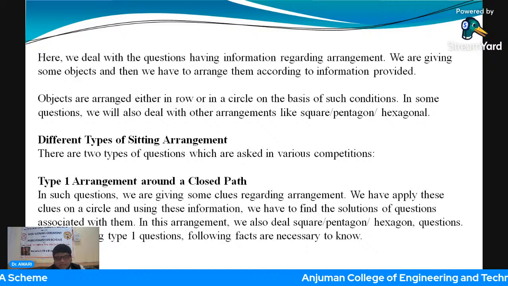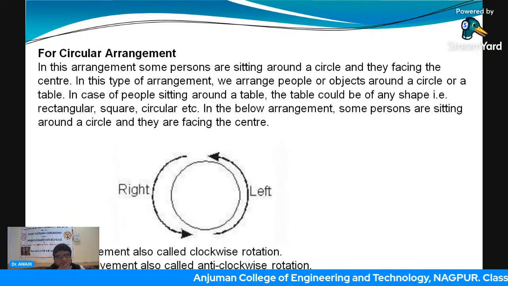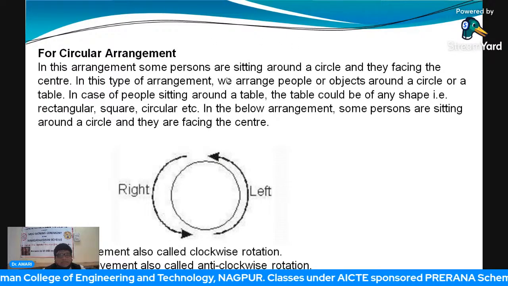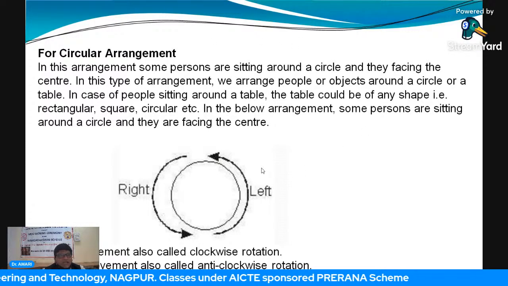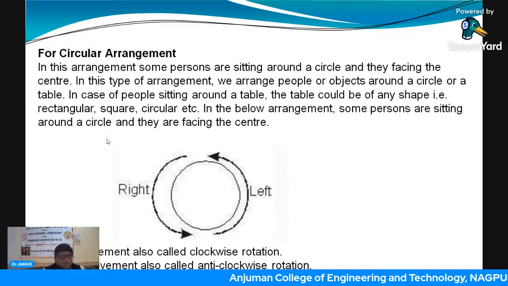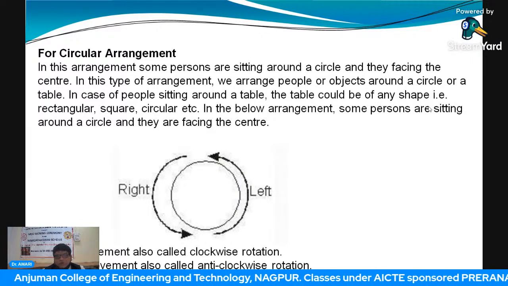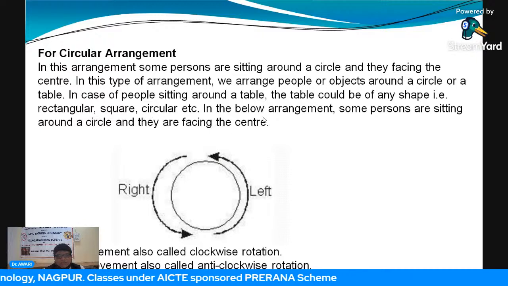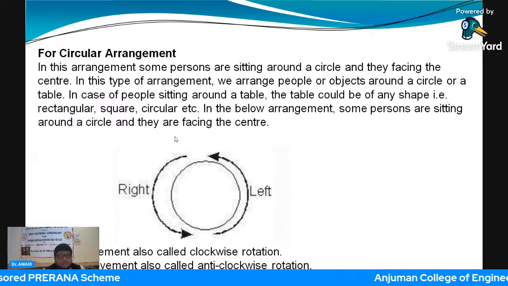Before solving type 1 questions, the following facts are necessary to know. What are the facts? For circular arrangement, some persons are sitting around a circle and they are facing the center. In this type of arrangement, we arrange people or objects around a circle or a table. In the case of people sitting around a table, the table could be of any shape, that is rectangular, square, circular.